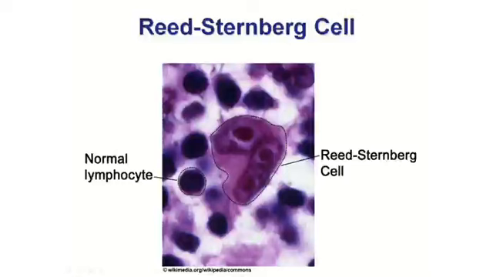Now, typically we describe the cell as having the owl's eye appearance, so two owl's eyes, because you have the little halo around the nucleolus, okay, compared to our normal lymphocyte. For differentiation on the exam, if you see or they describe a single owl's eye, it is what? It is CMV. So two owl's eyes, Reed-Sternberg cell; one owl's eye is CMV.